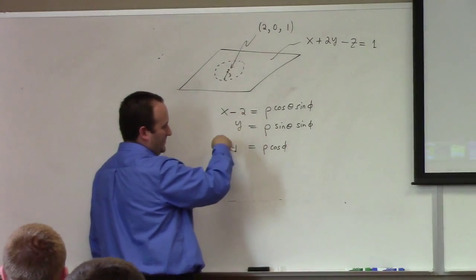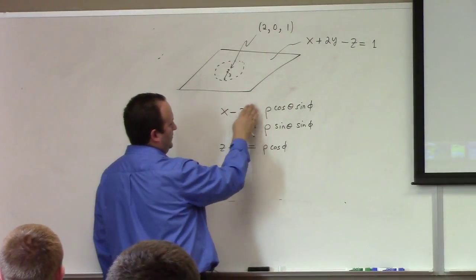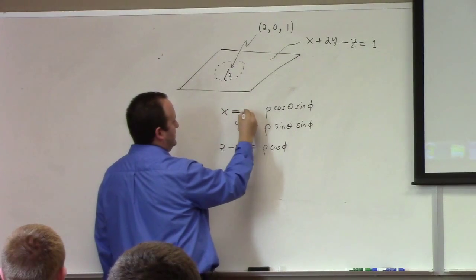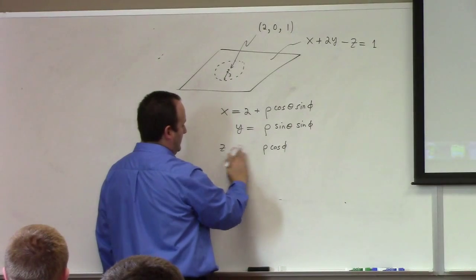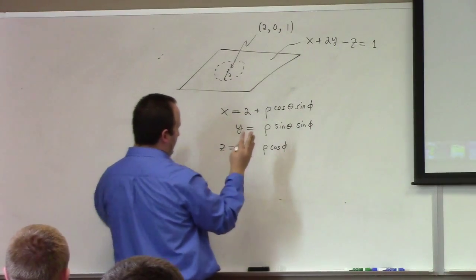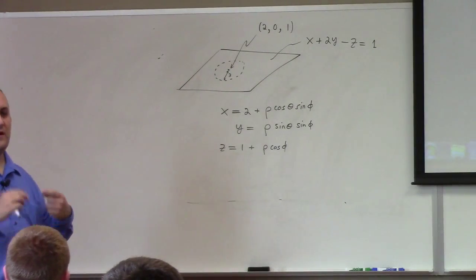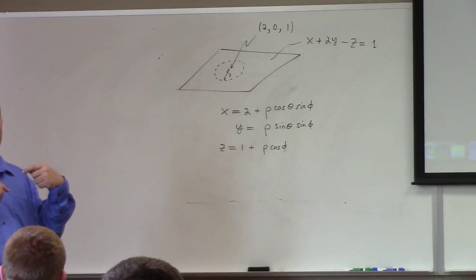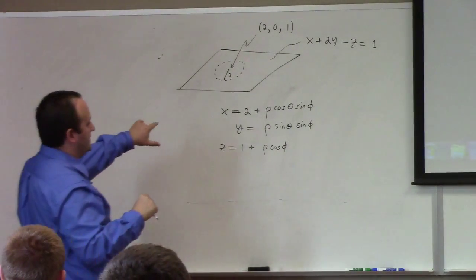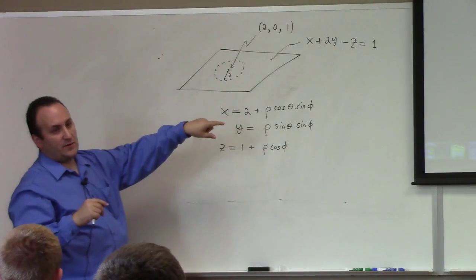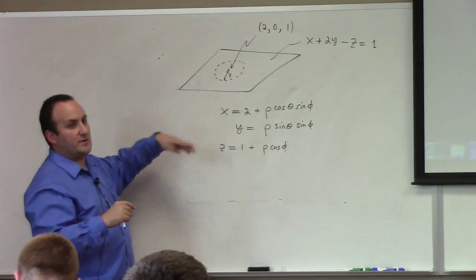Basically, x minus 2 is playing the role of x. But more to the point, let me rewrite these. X is equal to 2 plus rho cosine theta sine phi, y is equal to rho sine theta sine phi, and z is equal to 1 plus rho cosine phi. I think that's essentially spherical coordinates centered at the point, but I'm also writing them in terms of the ambient Cartesian coordinates. So this relates the non-standard spherical coordinates based on that point to the Cartesian coordinates.